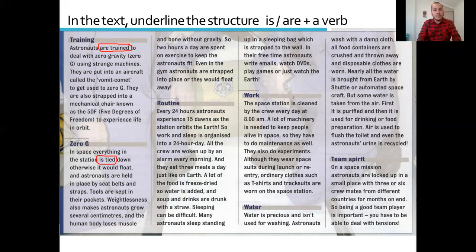I found another one over there. It says 0G in space. Everything in the station is tied down. Is plus a verb. In here, remember that there are regular and irregular verbs. So please circle the examples. There are more than 25 or 26 different examples in this text, okay?